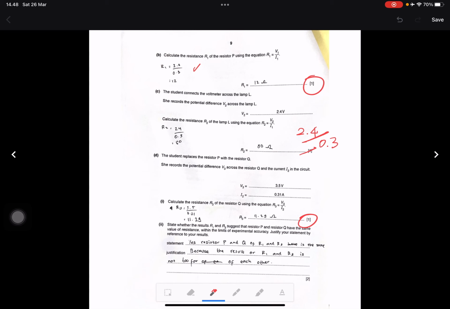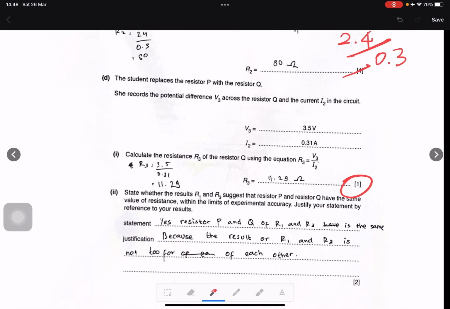State whether results R1 and R3 suggest the resistors P and Q have the same value of resistance. Within the limits of experimental accuracy, justify your statement referring to your result. Yes, resistors P and Q, R1 and R2, are the same. Yes, it's about 12 ohm, because the results R1 and R2 are not too far off each other. Okay, good.